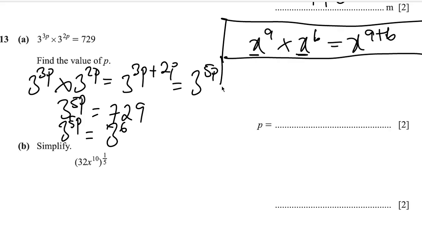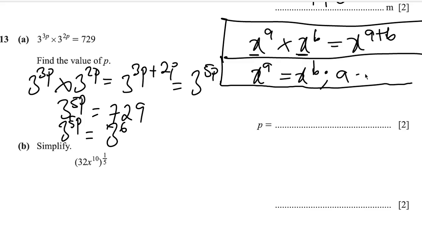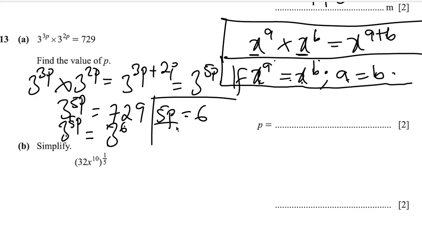That leads me to this law where we're talking about equality of bases that says that we have x to the a equal x to the b. That implies that a is equal to b. If x to the a is equal to x to the b, then a is b. So if 3 to the 5p is equal to 3 to the 6, then what happens? 5p is equal to 6. So we divide through by 5, right? So 6 divided by 5.